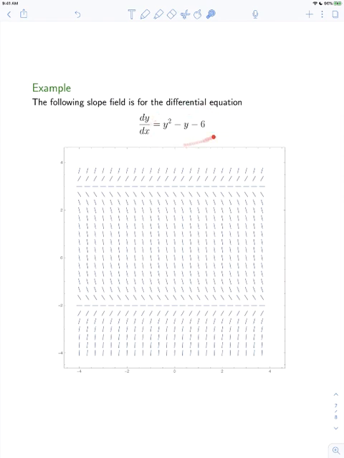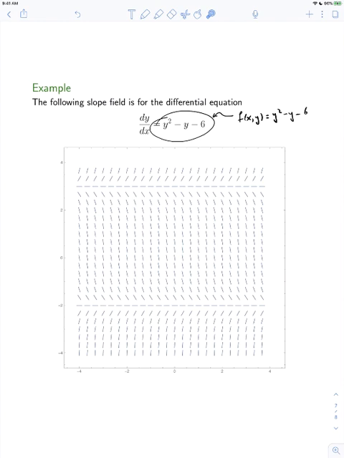in this formula. So this is our f of x right here. I shouldn't say f of x, I should say f of (x, y) is equal to y squared minus y minus 6. So in other words, the value doesn't depend on which x you're at, it just depends on y.